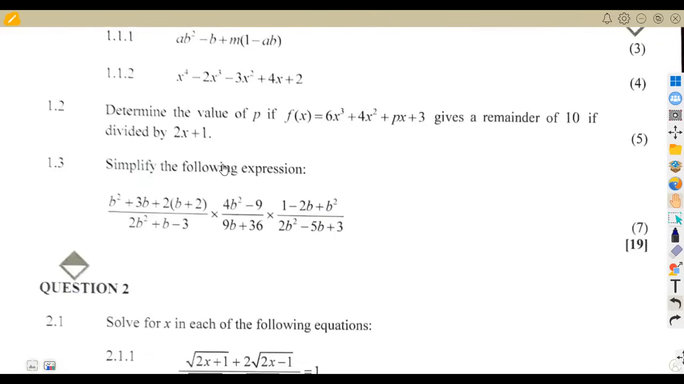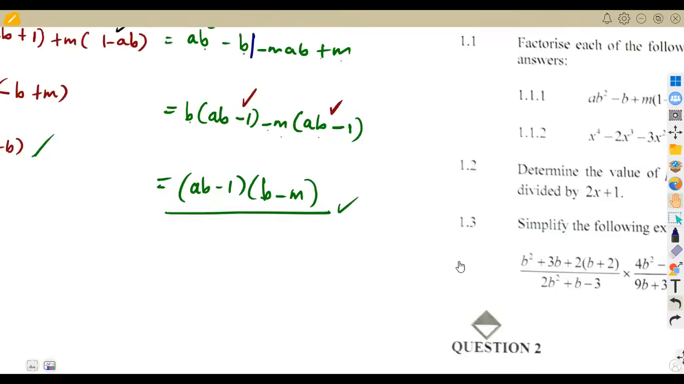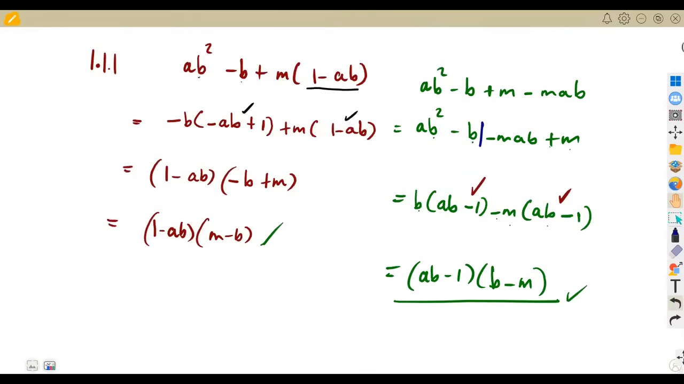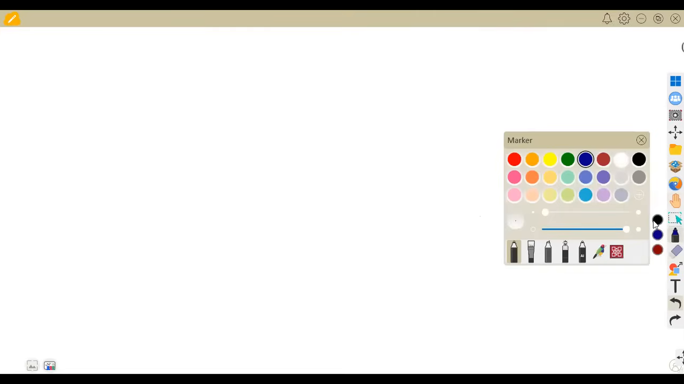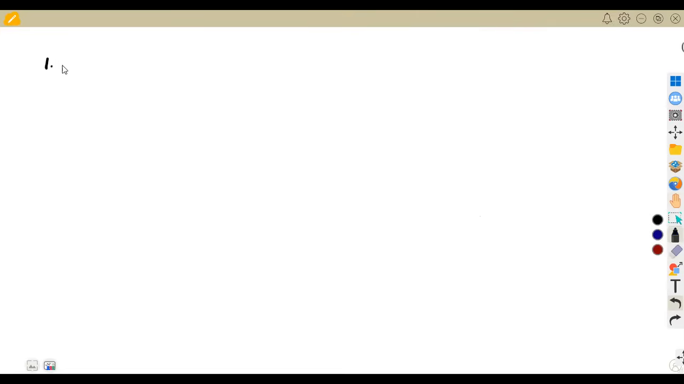Question 1.3 are given, determine the value of p if f of x, this f of x that we see here, gives a remainder of 10 if divided by 2x plus 1. It gives us a remainder of what? It gives us a remainder of 10 when divided by this. All right, so let us just take our cubic expression here. All right, so I'm just going to remove this part here. All right, so our cubic expression, that's question 1.2.